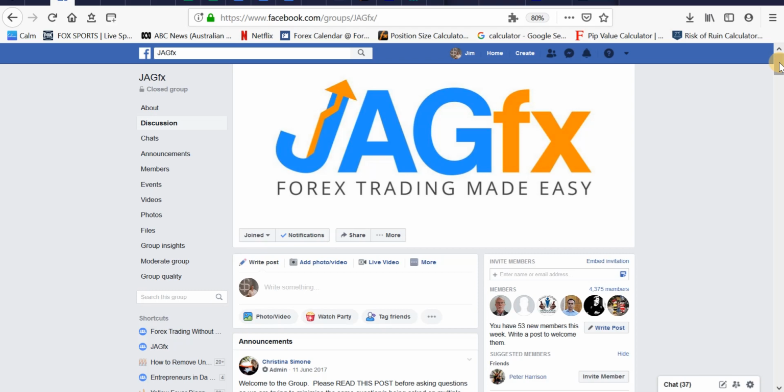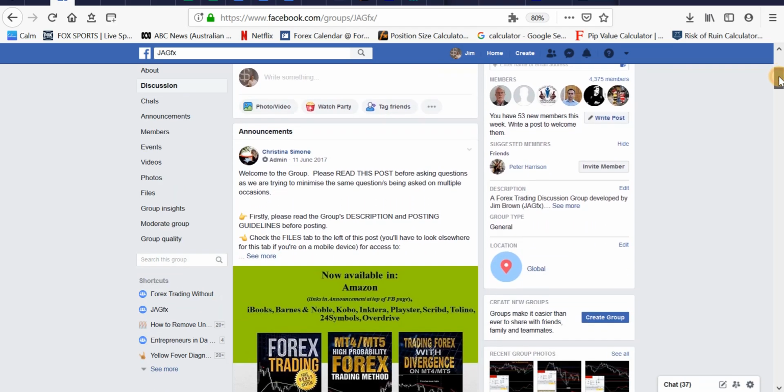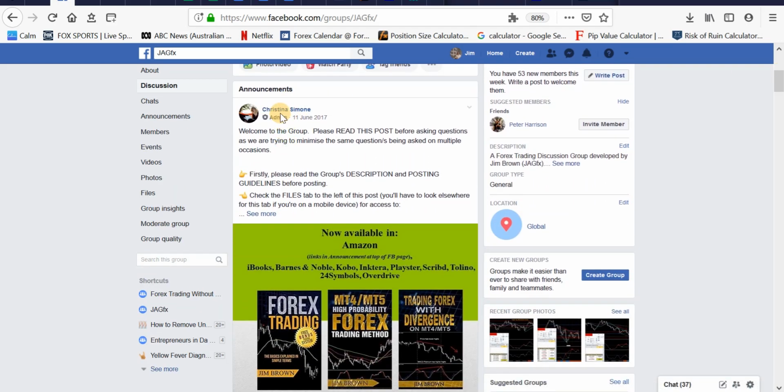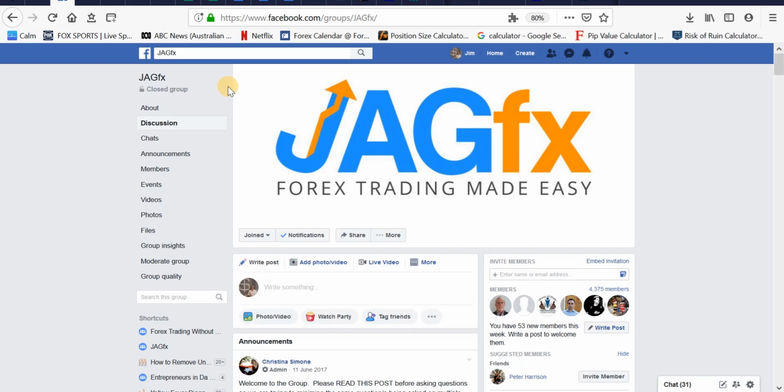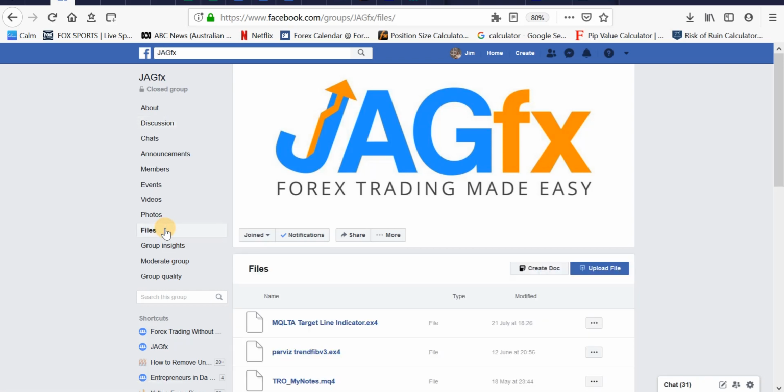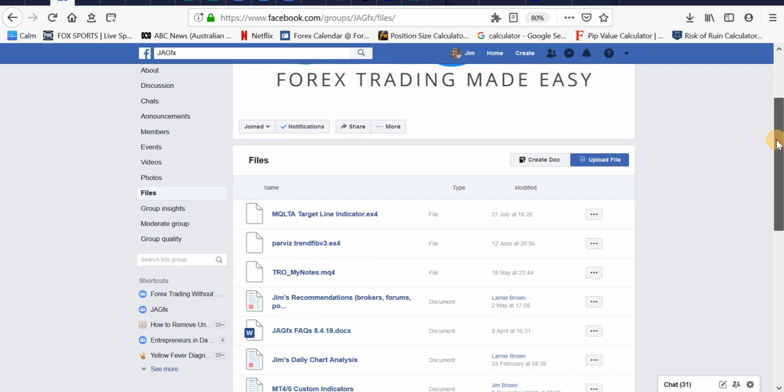What I suggest, if you are new or just new to the group, have a read of Christina's top announcement post here. It gives you a bit of a heads up. You can read it, just click on see more, and it'll change it. Gives you all the information. Basically, it tells you to go over to the files folder. So if you come over to the left here, you can see the files folder. This is on a laptop, obviously. I'm not sure where that is on a tablet or a smartphone, but I'm sure it's somewhere. So you click on that, and this takes you to a lot of stuff here.